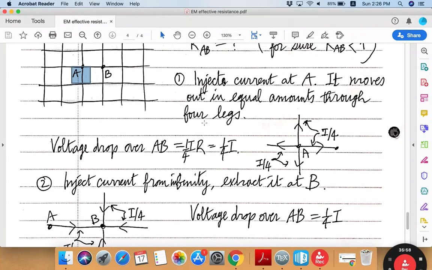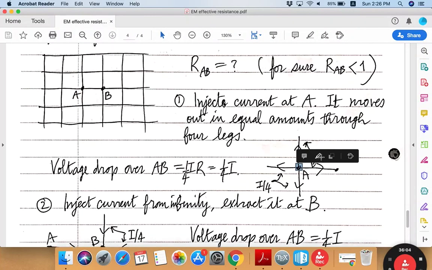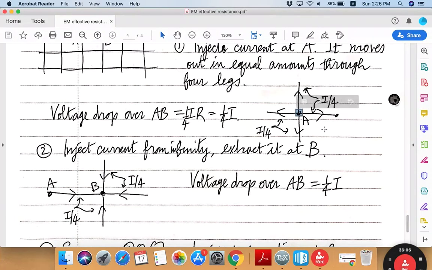So then, by symmetry, the injected current I has to divide itself into 4 equal parts, and 1/4 of the current flows out through this leg. The other 1/4 goes out through this leg. The third 1/4 of the current goes out through this leg, and the final 1/4 of the current will go out this way. Okay?